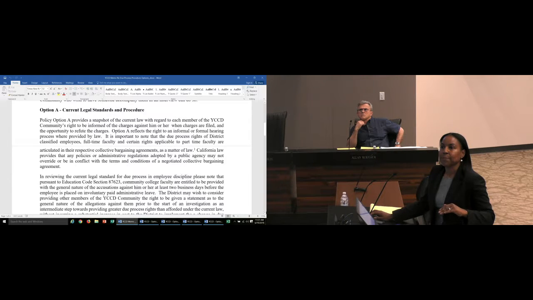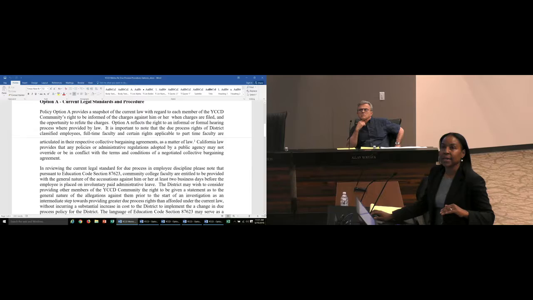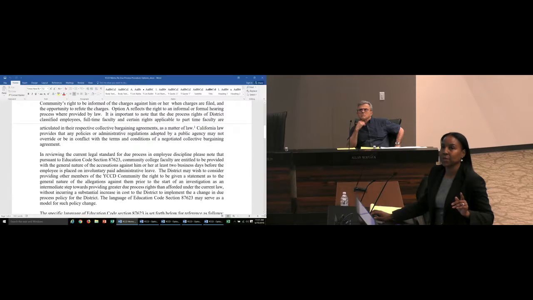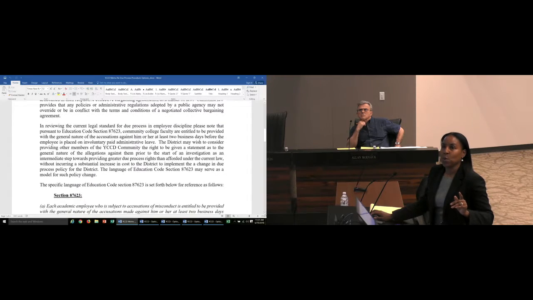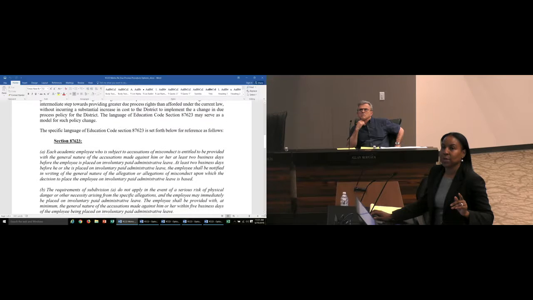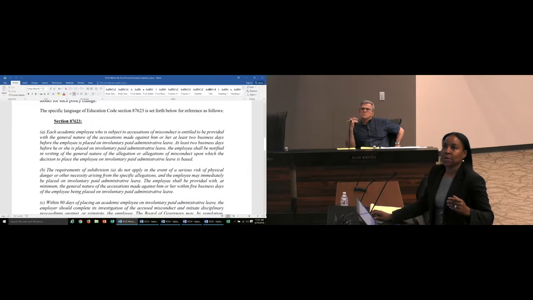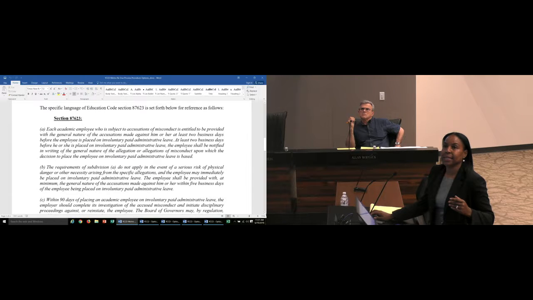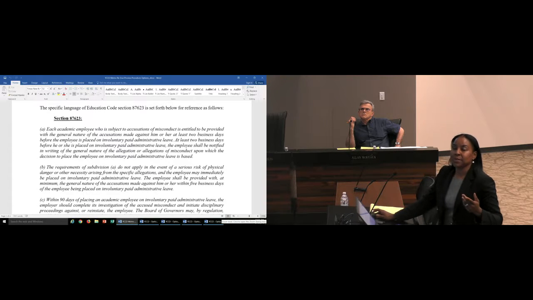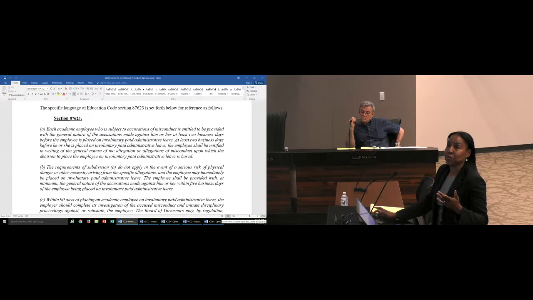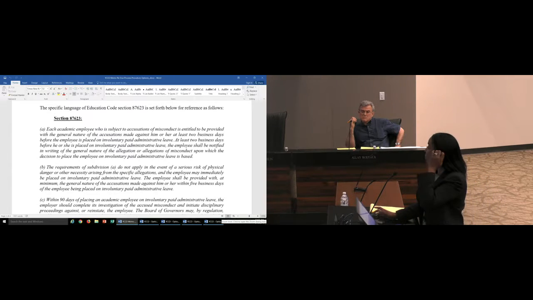One of the things that I point out, however, is that there is a new Ed Code section that we mentioned briefly when we were doing the due process review, which talks about before someone is put on paid leave, that at least 2 business days before, that person would be notified of the general nature of the allegation or the allegations of misconduct.